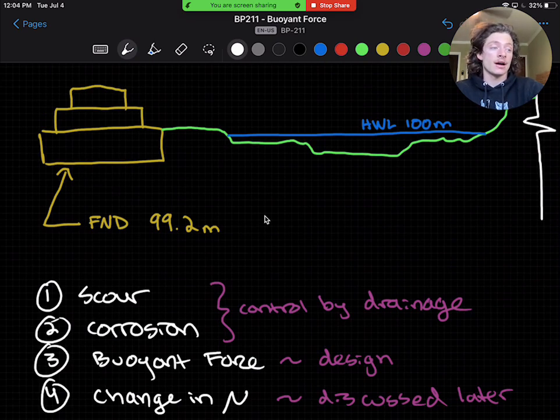Water in the abutment can cause corrosion to the cables. Buoyant forces acting against the anchor weight are a cause of a high water table. And the sliding coefficient in saturated conditions is different. So scour and corrosion we want to control by drainage systems if this is a frequent issue. Buoyant force we're going to control with our design. We're going to make sure that the design is still adequate under these conditions. And the potential change in sliding coefficient in saturated conditions will be discussed in later lectures on bearing capacity.